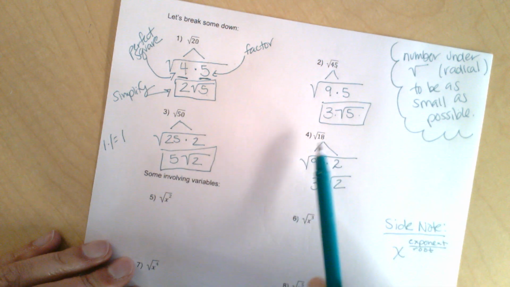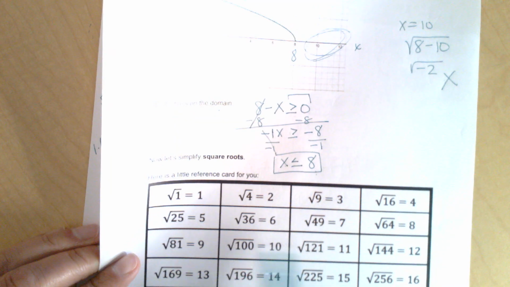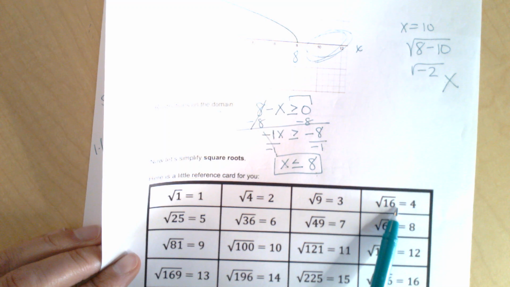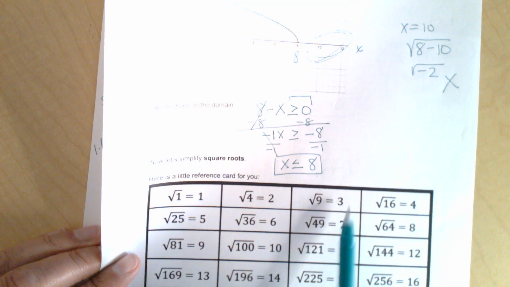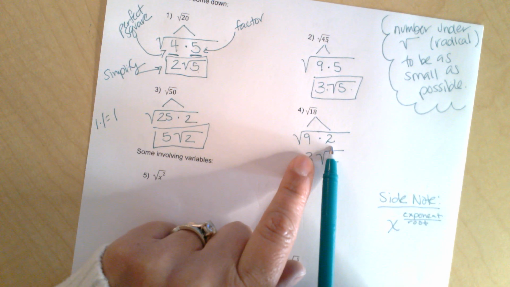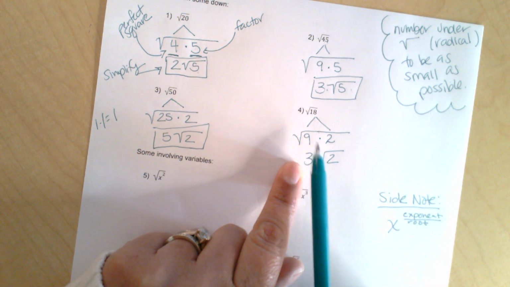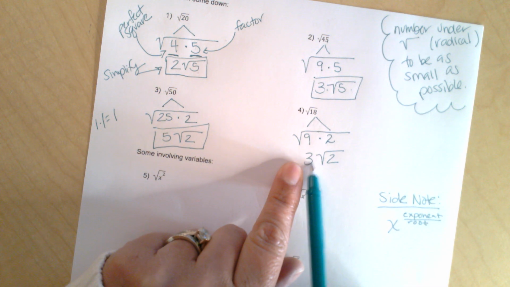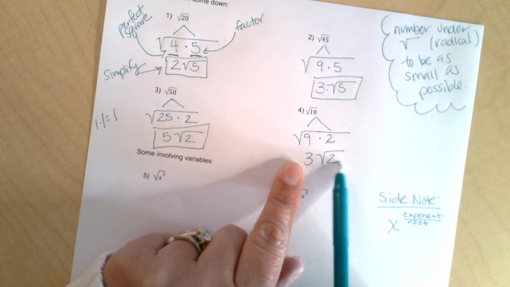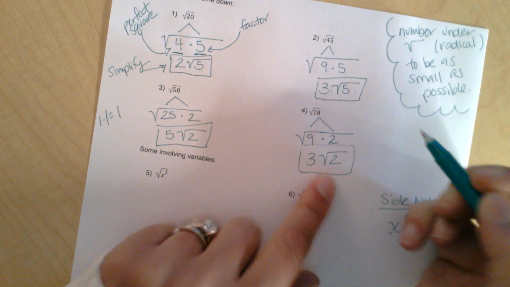Okay. 18, again, 18 is not a perfect square. If we look back at the perfect squares, we see that 16 is a perfect square, but not 18. What can we divide 18 by that's a perfect square? I'm thinking 9. So we have 9 times 2. 9 is a perfect square, so it comes out of the square root. 3 times 3 is 9, so that's 3. Bring down the square root symbol and bring down 2. Simplified, because this is the smallest number possible.